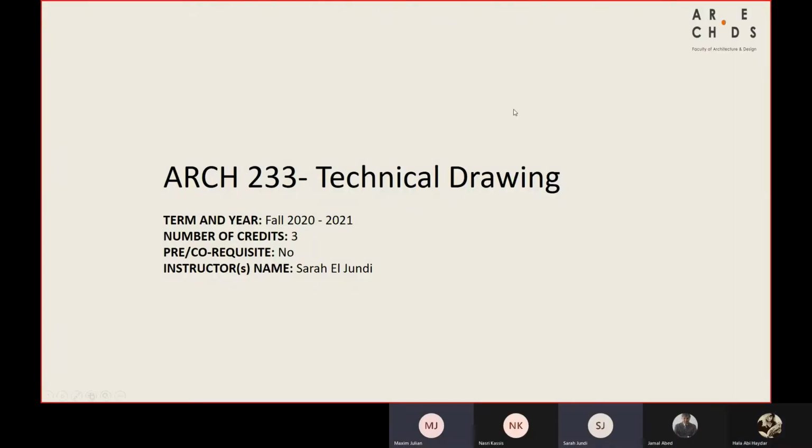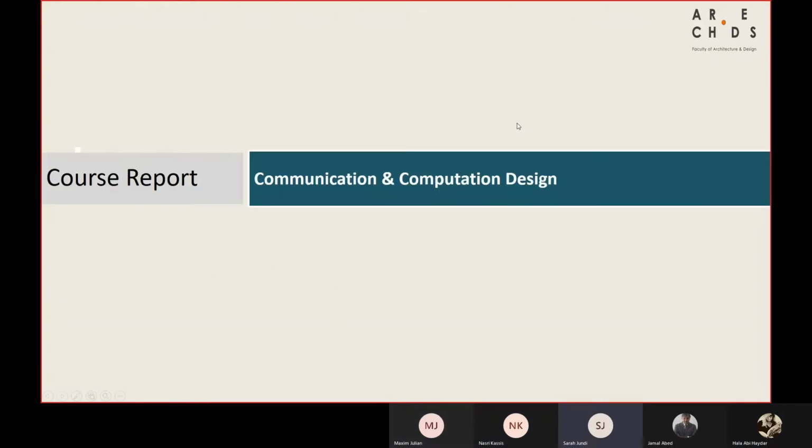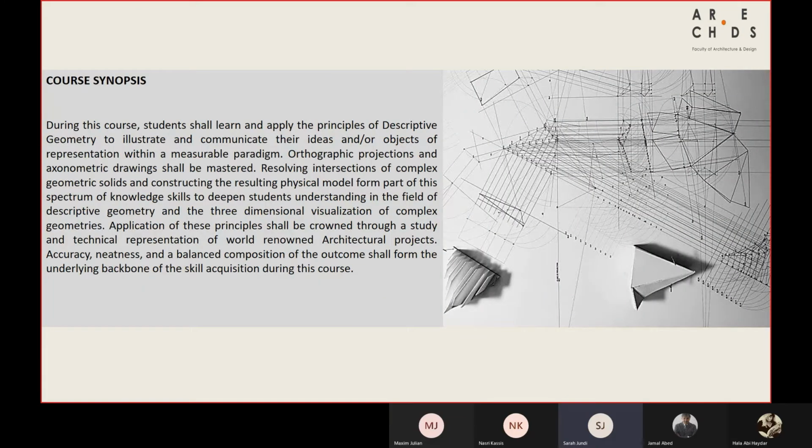Hello everyone, I'll be presenting the walkthrough of the technical drawing course. It is a part of the communication and computation design track. In this course, students will learn the principles of descriptive geometry, including orthographic projections, axonometric, auxiliary, intersections, in addition to shades and shadows. And at the end of this course, students will be able to apply these principles through a study and technical representation of architectural projects.